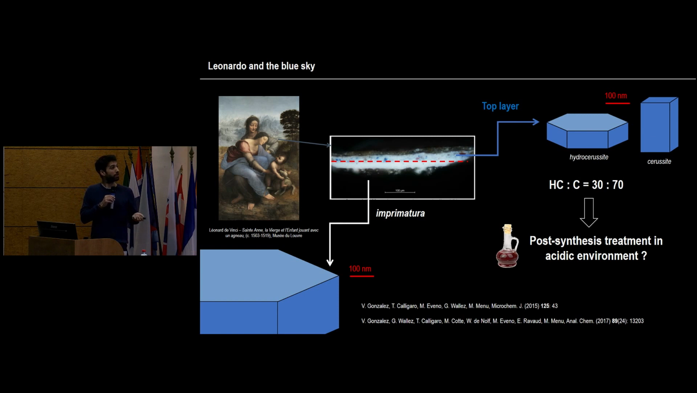What's more, we found that this lead white is indeed composed of something rich in cerussite. So this is kind of something that Kuhn presented yesterday. We have here a lead white paint which is rich in cerussite with nanometric crystallites. So we thought, oh, maybe this has to do with some kind of post-synthesis treatment in acidic environments. But we wanted to confirm that, to go a step further.